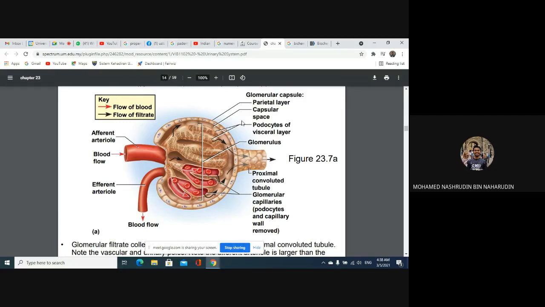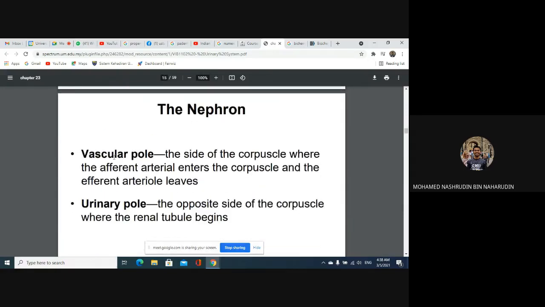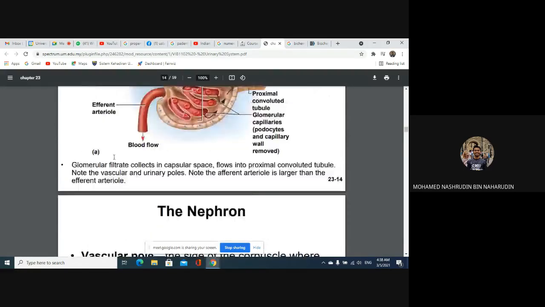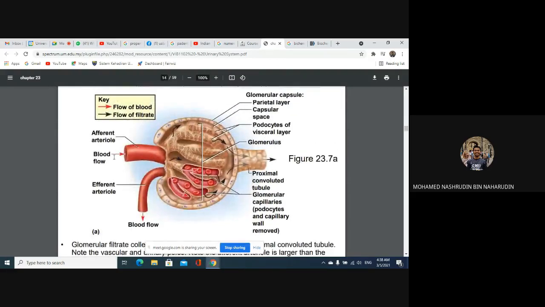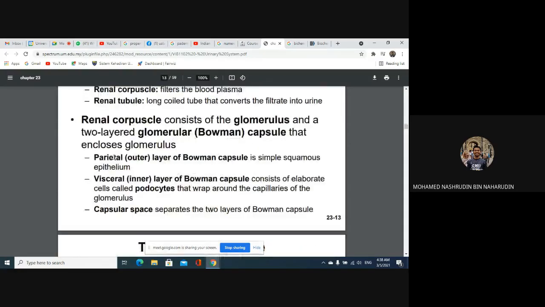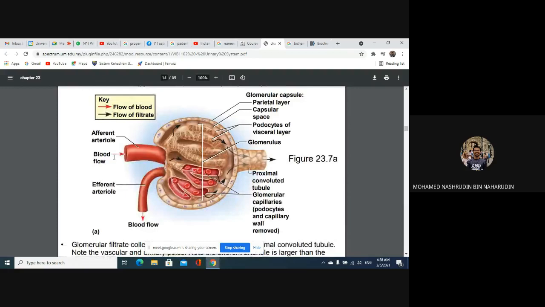This is the capsule, the filtration part, the first part. You can read this through. So we'll come to here, the efferent arteriole. So the filter in the capsule is the corpuscle, the renal corpuscle.